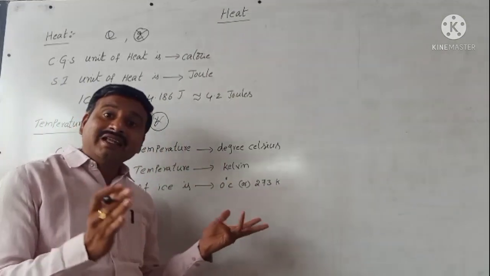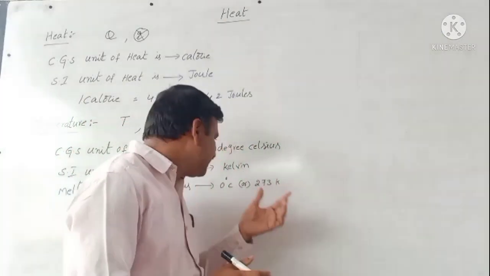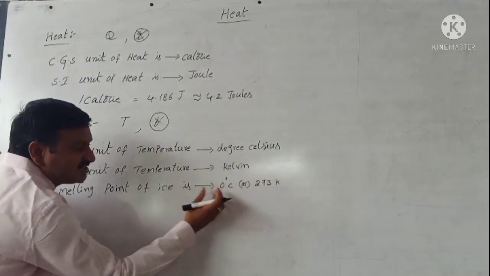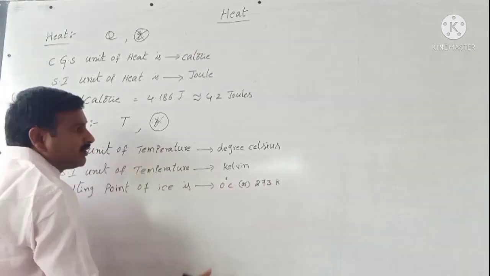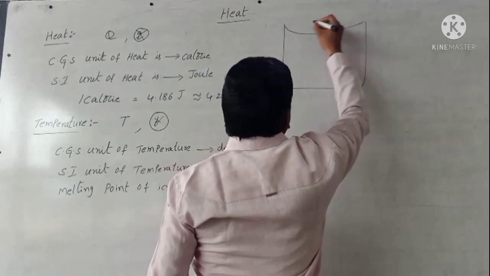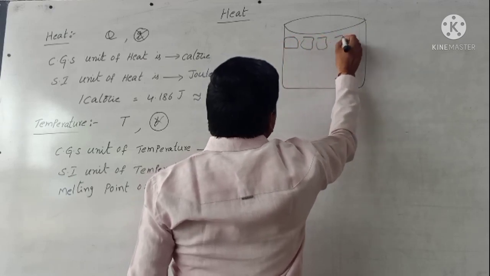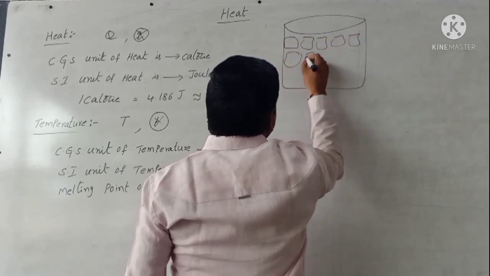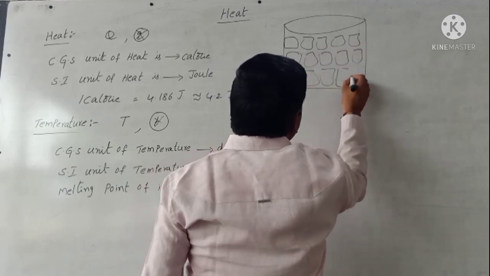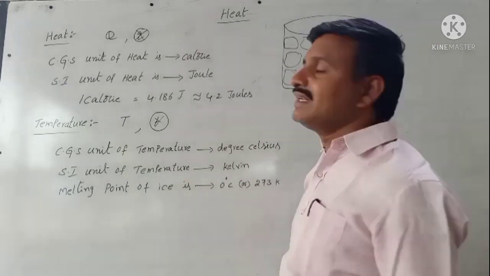When ice is melting, the temperature remains constant. You understand this? The melting point of ice is 0 degrees Celsius. Take a beaker filled with ice cubes. Already you know that the temperature of the ice cubes is 0 degrees Celsius.